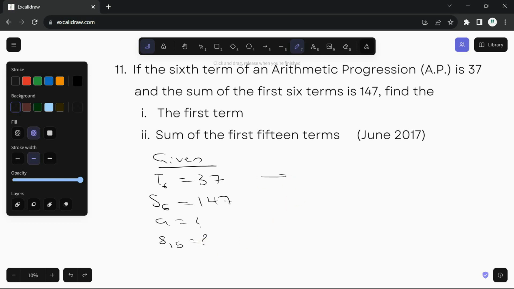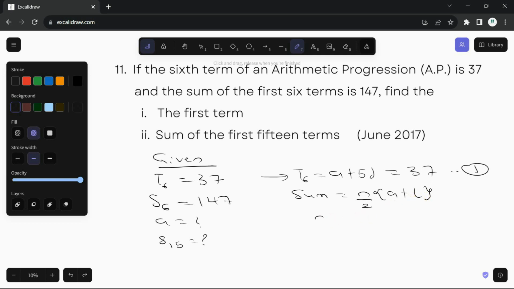From the formula, we know that T6 is equal to a + 5d. I don't need to show that again. So this is equal to 37, and this is equation 1. For the sum of the first 6, we know the formula for the sum is n/2 (a + l), where l is the last term.